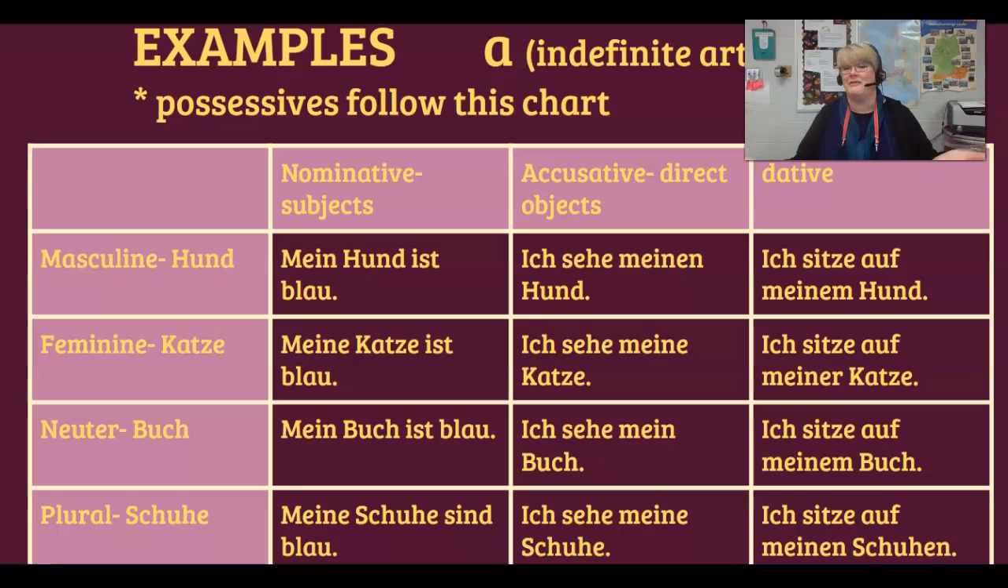But in dative, everything changes. So now we're sitting on everything again. Ich sitze auf meinem Hund. Just like it was auf dem Hund, now it's auf meinem Hund. Ich sitze auf meiner Katze. Ich sitze auf meinem Buch. Ich sitze auf meinen Schuhen. Yeah, also the en ending and then the n on the end of the noun.